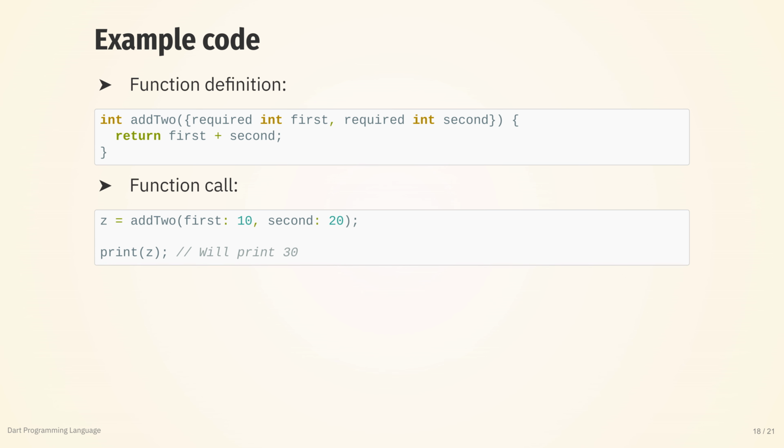Add to, which has two parameters, first and second, and we put them in curly braces, and we put the keyword required before them, which makes it possible to do the function call that we see below, namely z being assigned add to, and then we say first colon 10, and then comma separate as we always do with parameters, second colon 20, and that will print out 30 for us.